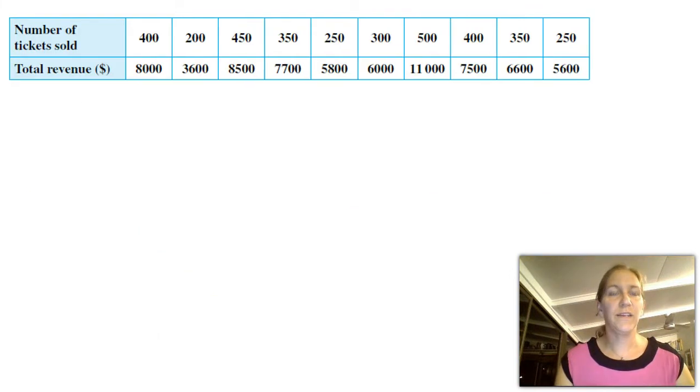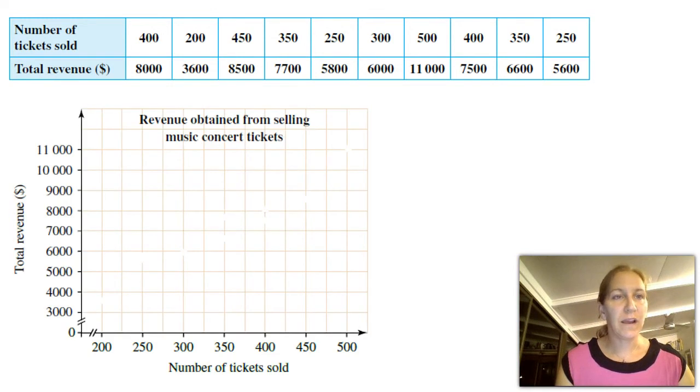All right, now we're going to look at another example. We've got the number of tickets sold and the total revenue. So the number of tickets sold will be our x-axis, our independent variable, and the total revenue will be our y-axis, our dependent variable. So we make our axes: number of tickets sold, the x variable, and total revenue, our y. And then we just create dot points.